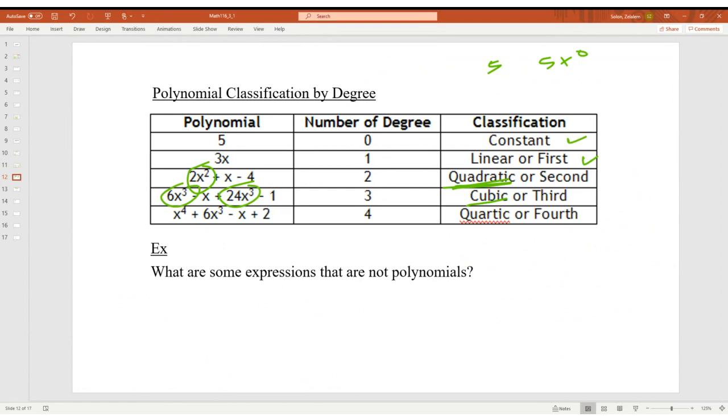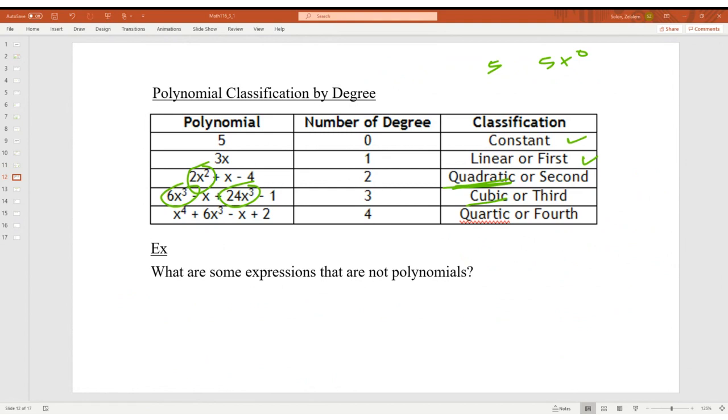So the special names are constant for a constant number, linear if it has degree 1, quadratic for degree 2, cubic for degree 3, and quartic for degree 4. Understanding the table is most important. If you understand this table, you can easily answer questions about the type of polynomial you have.